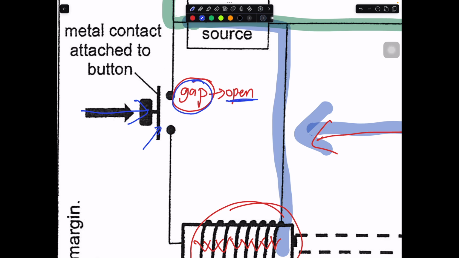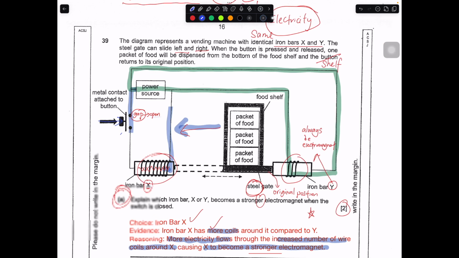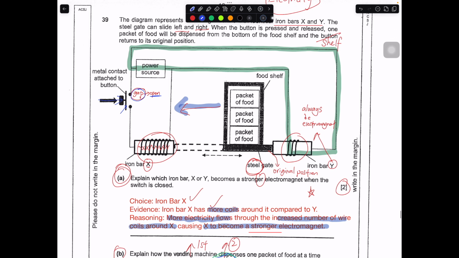The blue color will not exist anymore. So the original circuit, which is the electricity flow with iron bar Y, will continue to exist. Having said so, because now we have an electromagnet over here, the steel gate which is over here will now be attracted towards the right side, back to its original position.